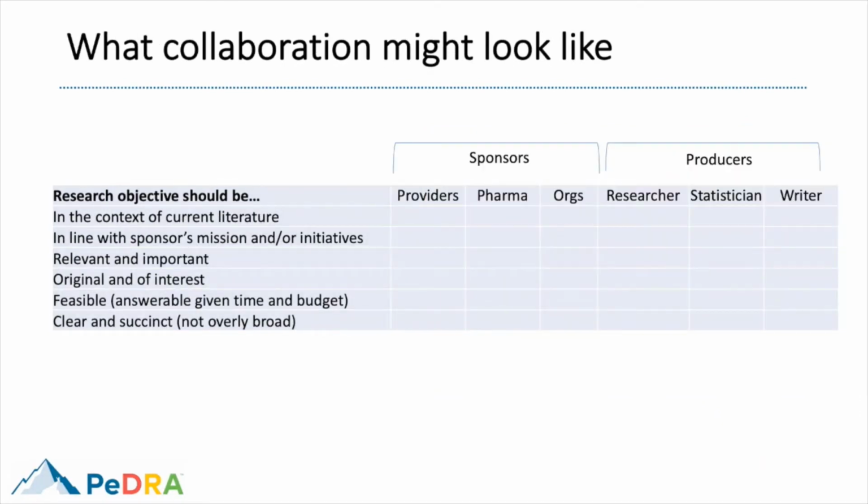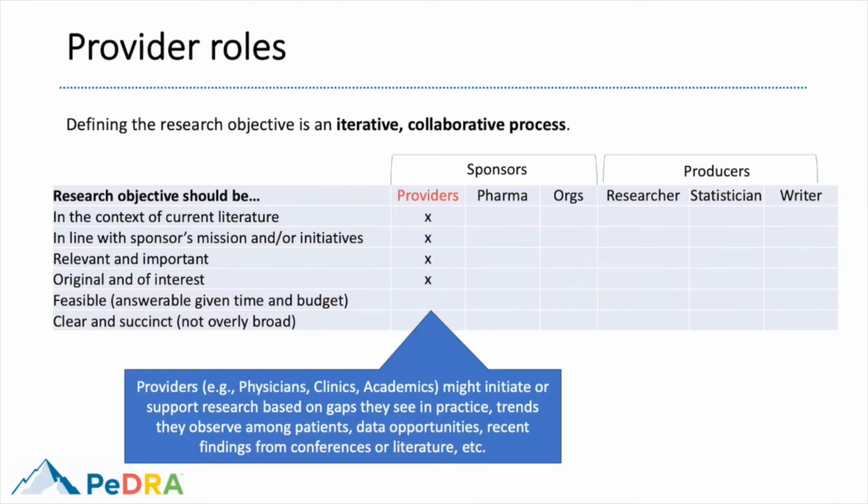So let's briefly look at what your collaboration might look like. As mentioned earlier, the role of the provider may shift throughout the project between sponsor and producer. Providers might initiate or support research based on gaps they see in practice, trends they observe among patients, data opportunities, recent findings from a conference or literature. So they might get it going, and then their role may vary in terms of how much they're actually involved in producing the research. Sometimes they will pull a team together to actually carry it out.